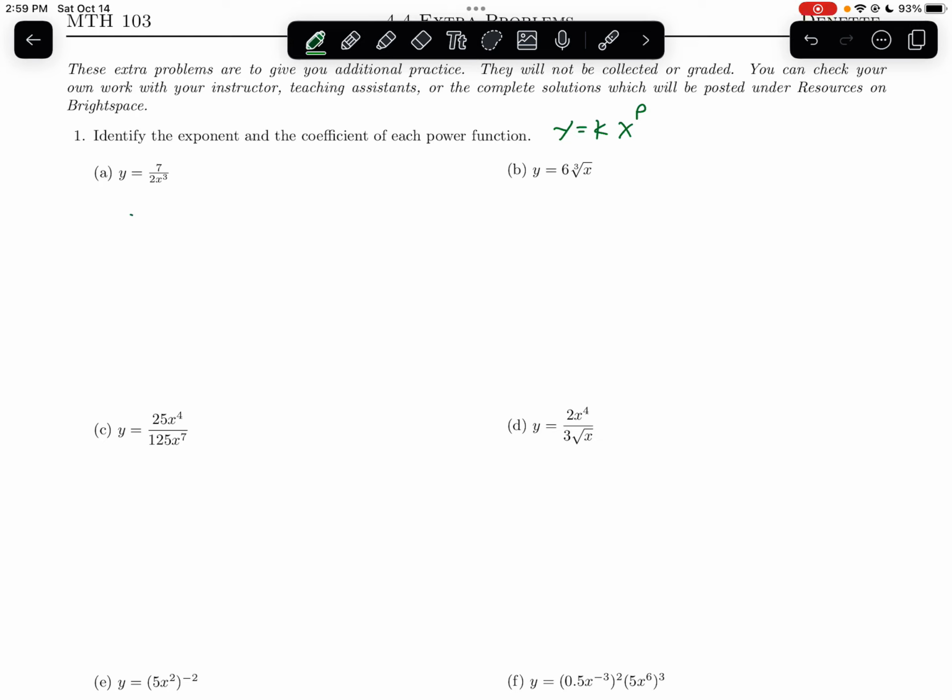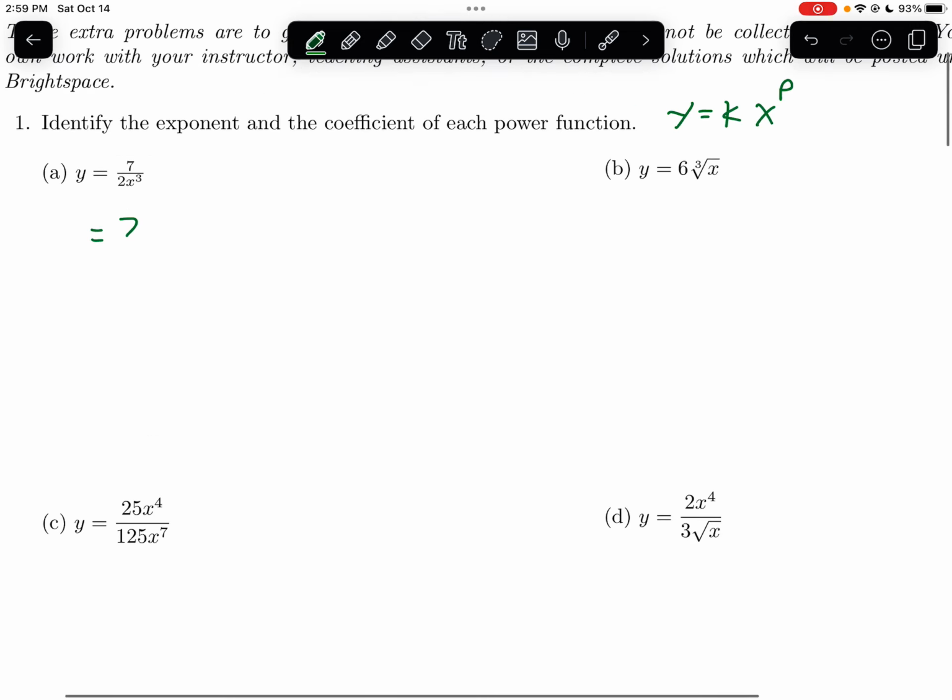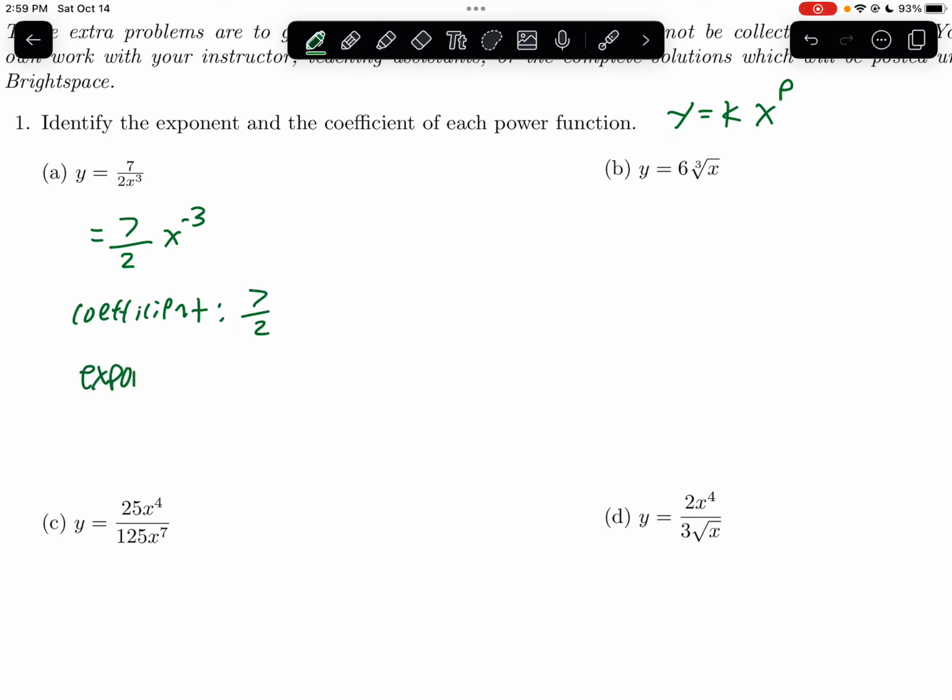So for the first one, you would start by realizing that because you have an x cubed in the denominator, that could become a negative exponent. So you could rewrite this as 7/2 times x to the negative 3. And if you do that, then you're done. Your coefficient would be 7/2, and your exponent would be negative 3.